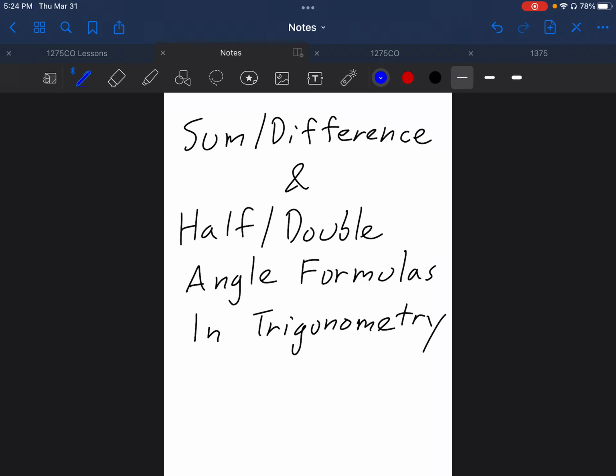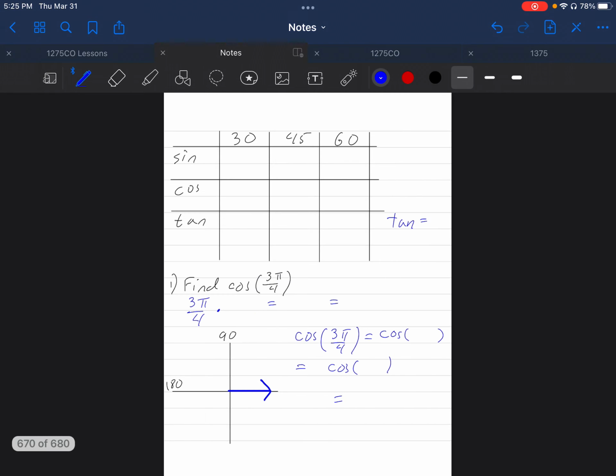For this lesson, we're going to build upon our previous lesson on trigonometry and look at some sum and difference and half and double angle formulas in trigonometry. There was a question posed when you are finding the exact value of, let's say, something like the cosine of 3 pi over 4, right?